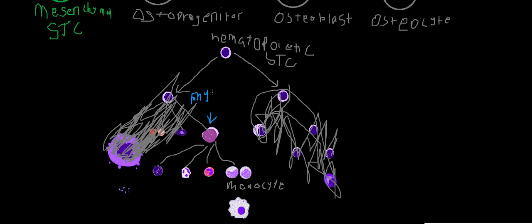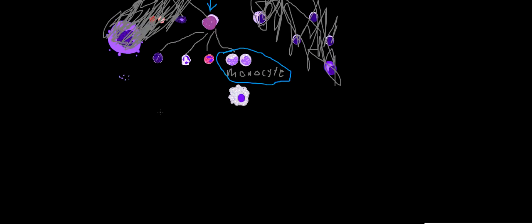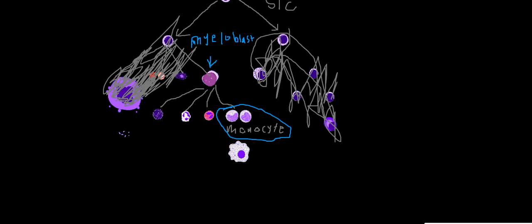Myeloblast. And one of the things that the myeloblast differentiates into is a monocyte, which I've labeled right here. And you might know that these monocytes are immune cells. And if they're immune cells, then it works for the immune system.